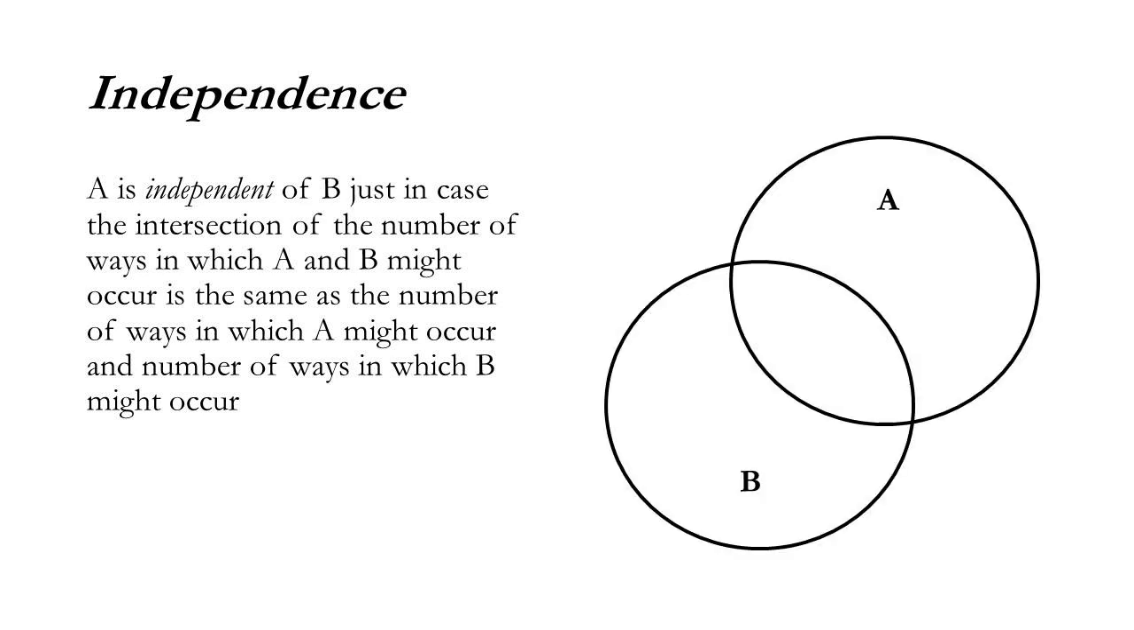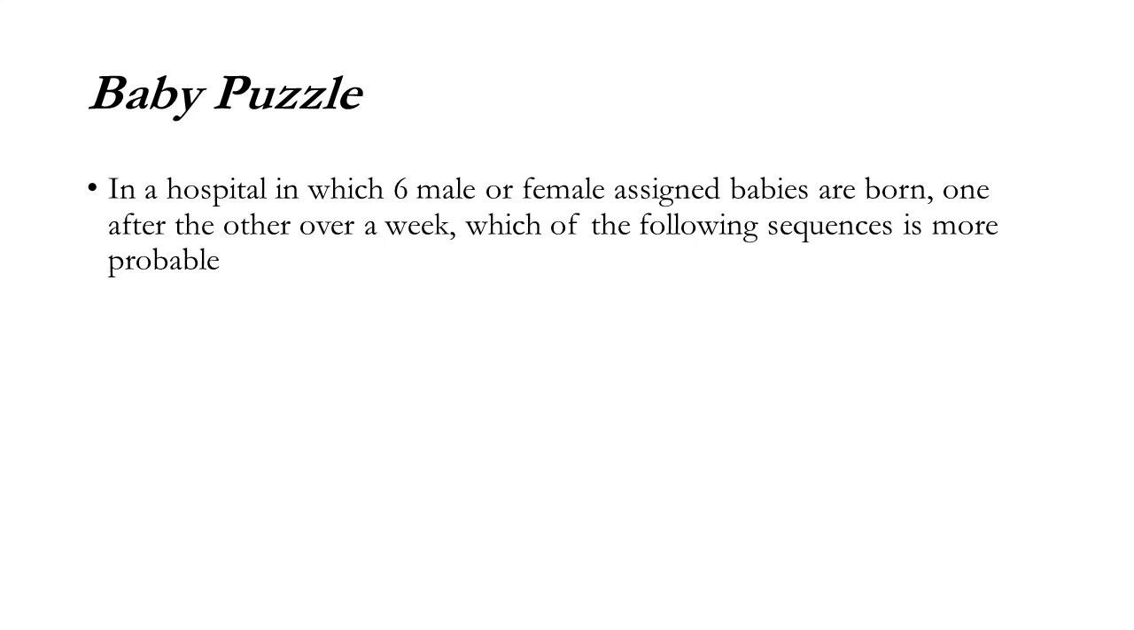Here's some things going on in the world, or maybe not involving Linda. Now, we can think of this intersection as before. This is where they overlap. They both happen together. Now, think about this. In a hospital in which 6 male or female assigned babies are born, one after the other over a week, which of the following sequences is more probable? This one or this one? I'll give you a minute. Pause if you like.